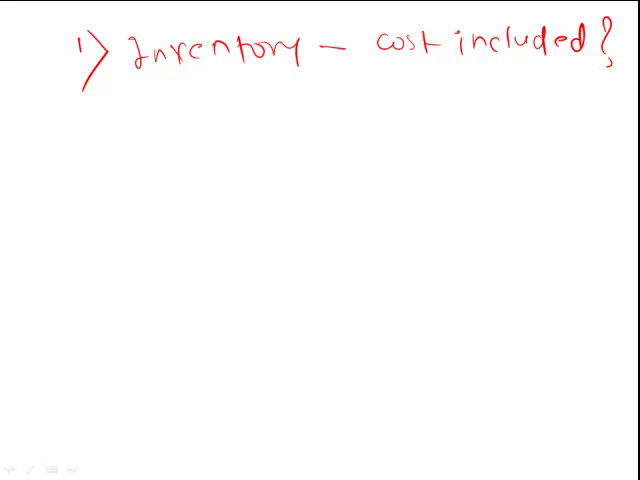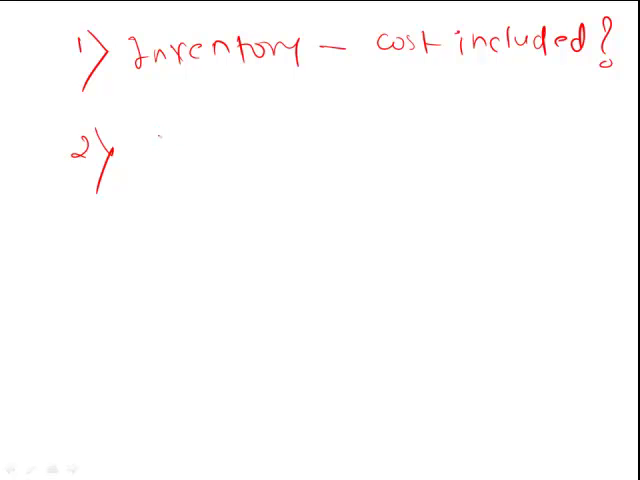Okay, let's start. So, what we basically need to understand here is that it's divided into three parts. The first part, we need to understand what is the meaning of inventory, and which costs are to be included and which costs are to be excluded from inventory. This is the first part.